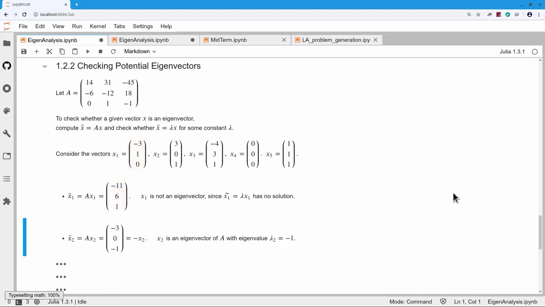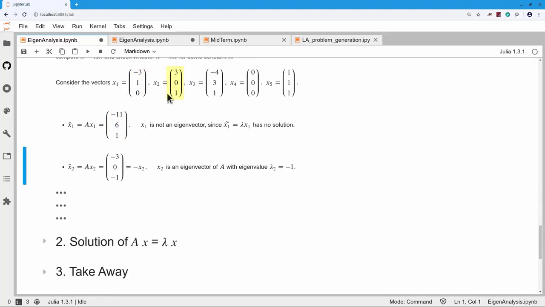Let's look at the next example. The next vector, x2, when I compute Ax2, I get minus 3, 0, minus 1. So 3, 0, 1 goes to minus 3, 0, minus 1. It goes to minus x2. So yes, x2 is an eigenvector of that matrix A, and the multiplier applied to x2 is equal to minus 1 times x2. So lambda equals minus 1 is an eigenvalue for that matrix.